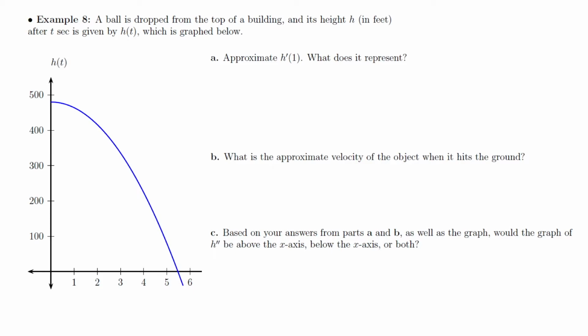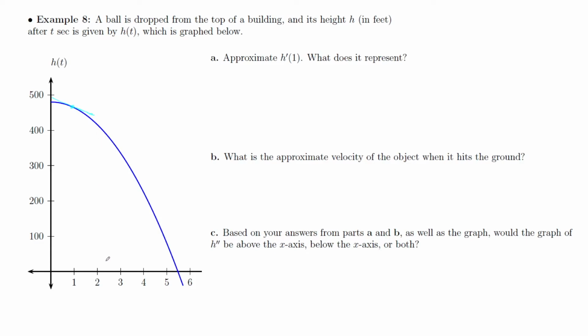So the ball is dropped from the top of a building, and its height in feet after t seconds is given by h of t. We have the graph there for us, and part A wants us to approximate h prime of 1. We've done this kind of thing before, where we find the point we're interested in, h of 1, and then we do our best to sketch in our tangent line. I didn't do a great job.